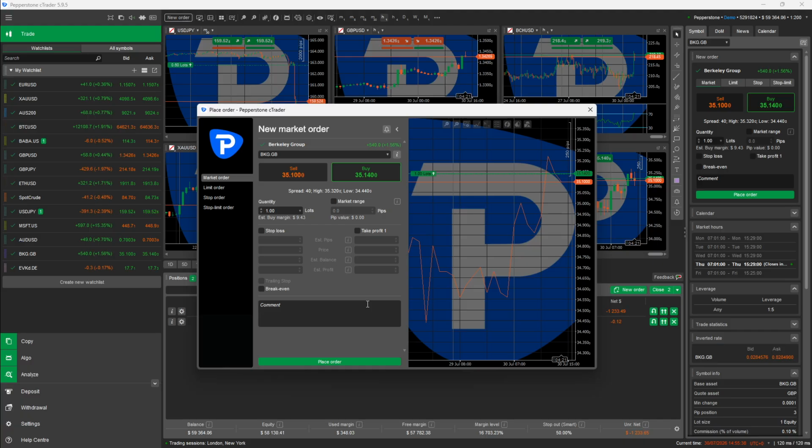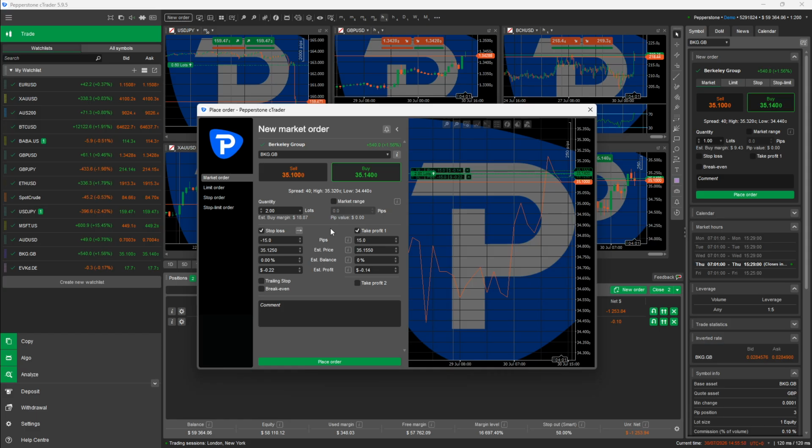Next, enter the quantity for your trade. This is where you decide the size of your position. You can then choose to set a stop loss and a take profit. These are optional, but they can help you manage risk and define your target. A stop loss closes the trade automatically if the market moves against you to a certain level. A take profit closes the trade automatically when your chosen profit level is reached.